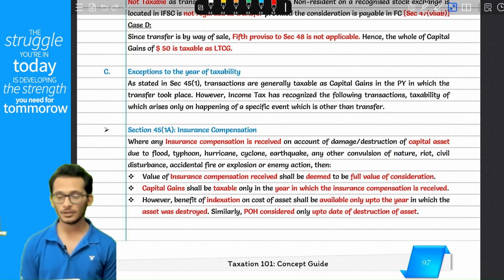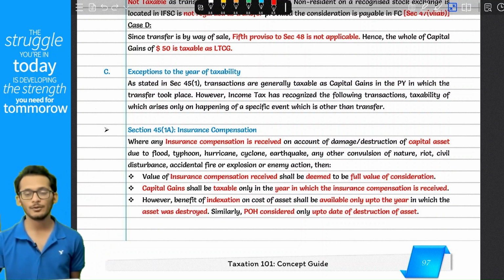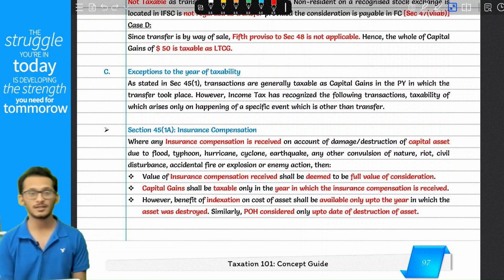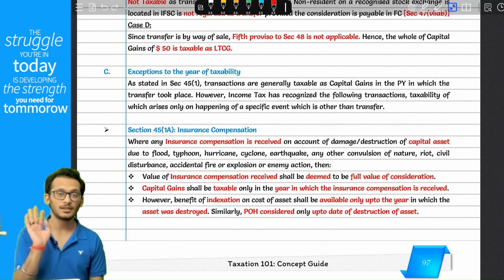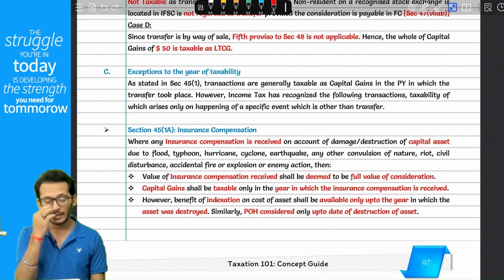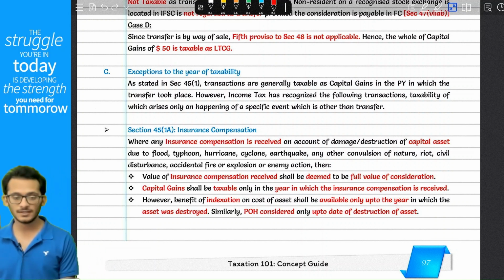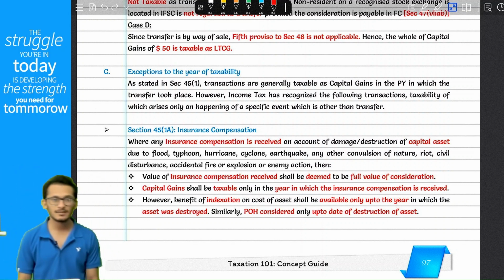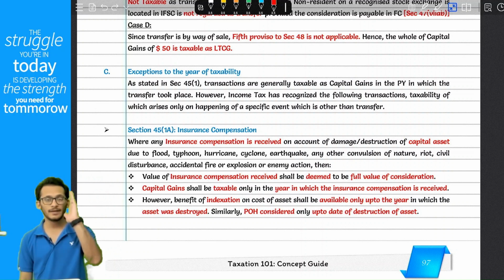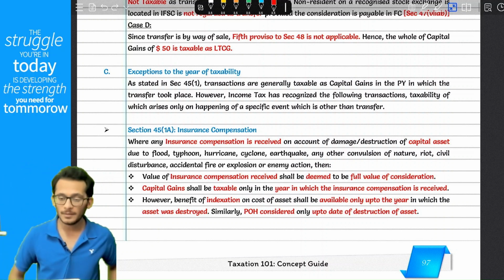First case is called insurance compensation. Income tax says that if you have any insurance compensation received for destruction of an asset, the asset is assumed to be transferred on the date of destruction, but will be taxable only in the year in which the compensation is received. Which means in this case you will have to stop indexation on the date of destruction, but you will have to pay the tax on this only in the year in which the compensation is received.